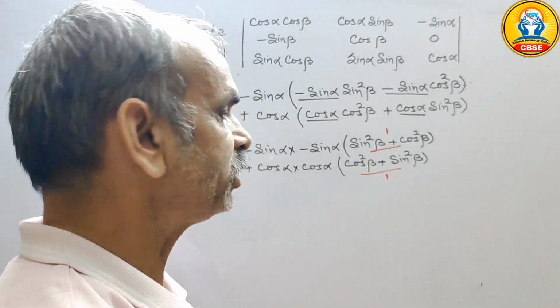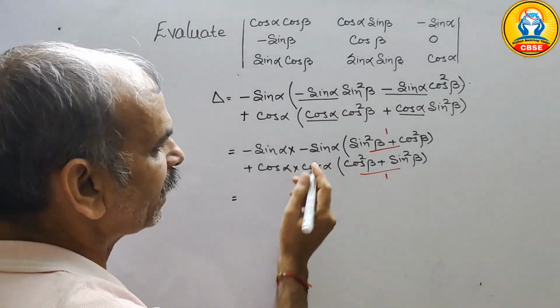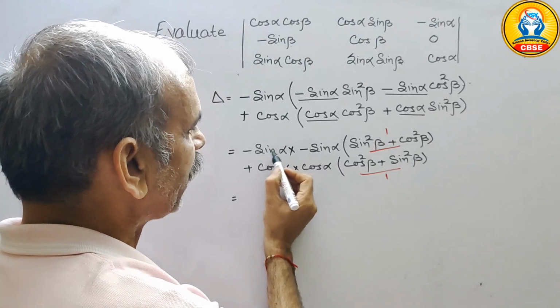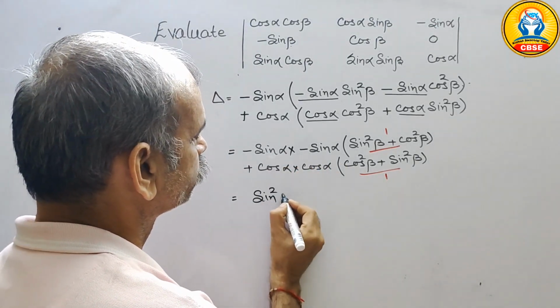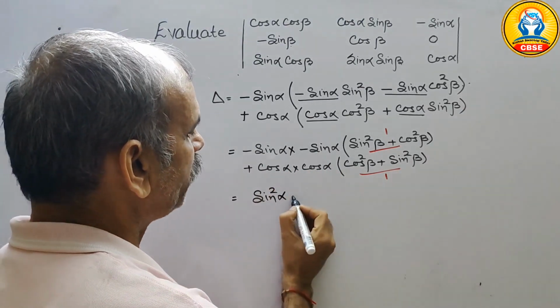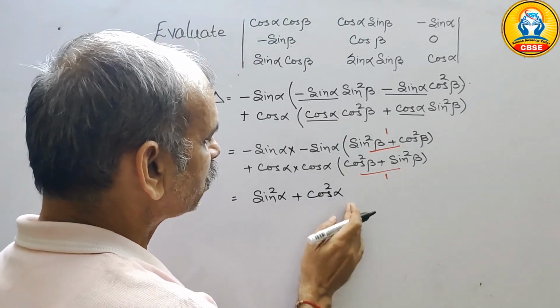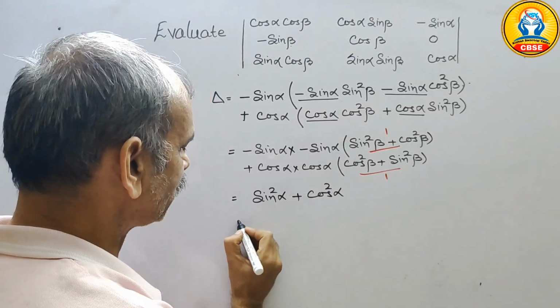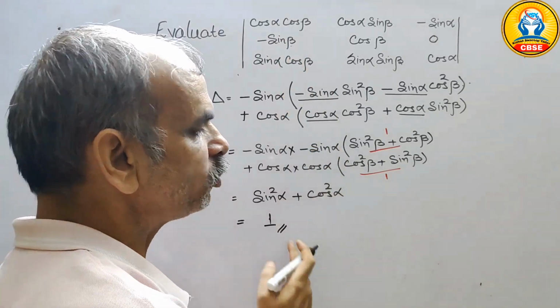So what we will get, see this. We will get here minus into minus is plus. Sin alpha into sin alpha is sin square alpha. And this will be plus cos square alpha. Again this will go to the identity, that is equal to 1. So therefore if you evaluate this, you will get 1.